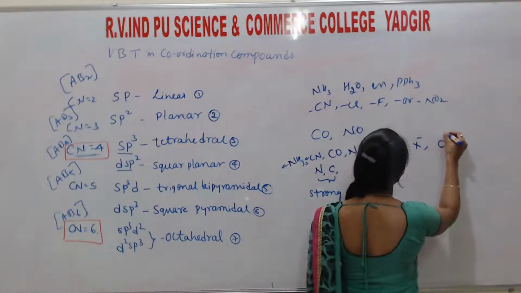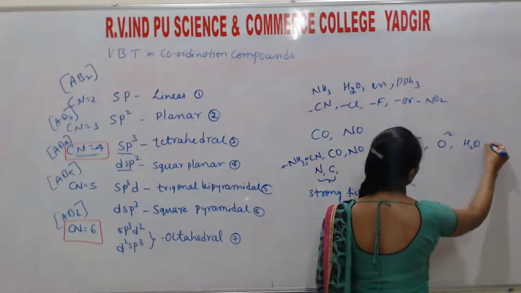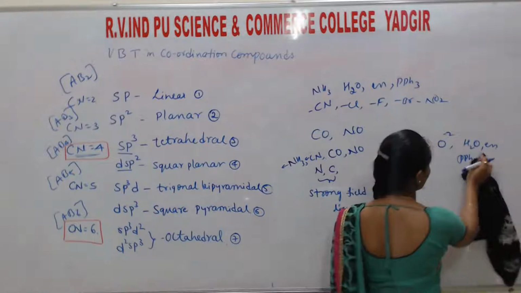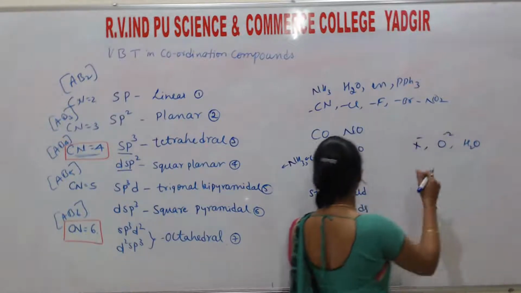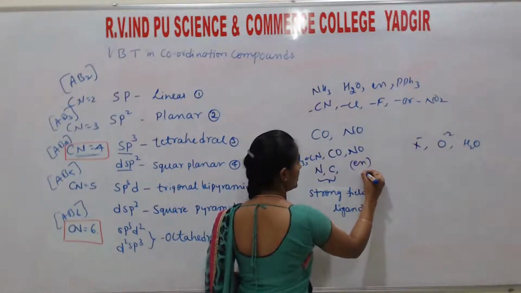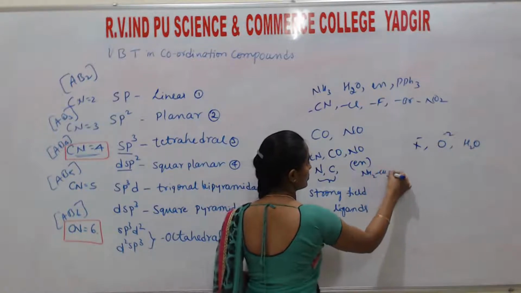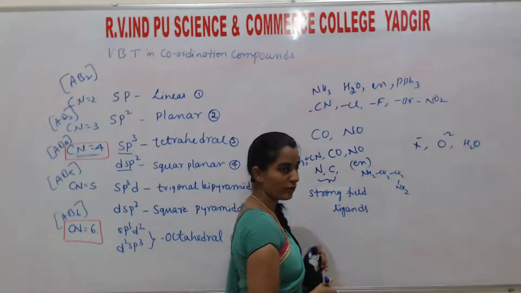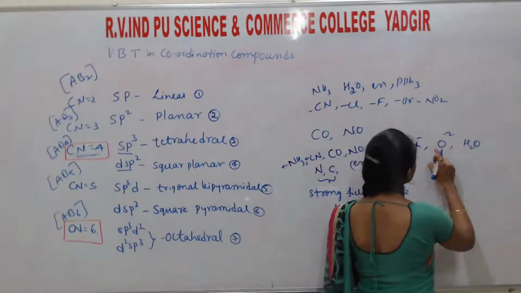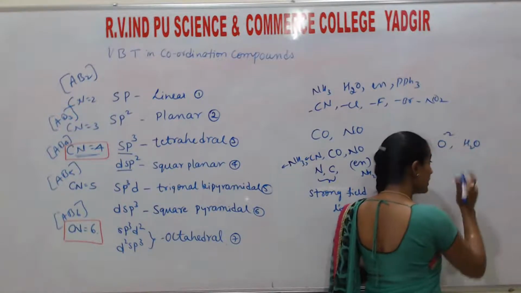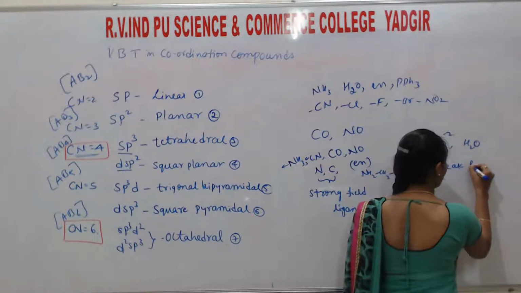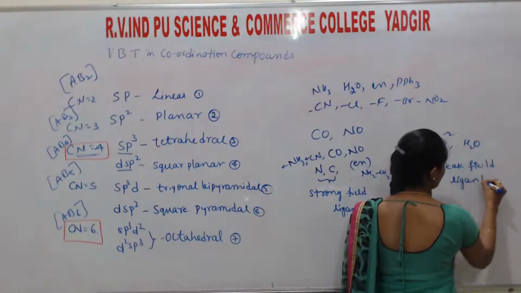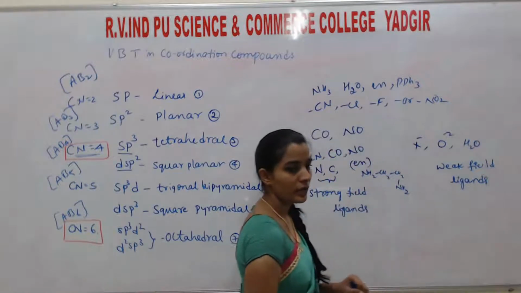Next, oxygen bonded: there is O2 minus and H2O, en, PH3. Sorry, not this en. In this en, nitrogen is present, correct? en means NH2, CH2, CH2, NH2, correct? So nitrogen is there, which means that is also a strong field ligand. So halogen, oxygen and other atoms, okay, those are weak field ligands. Strong field ligands and weak field ligands.